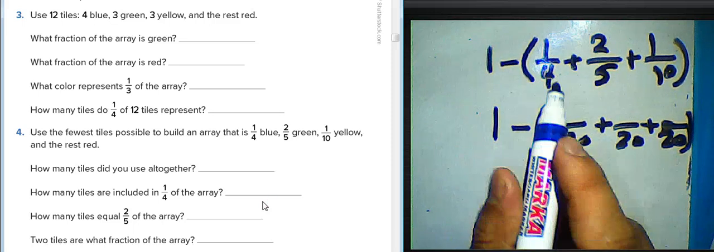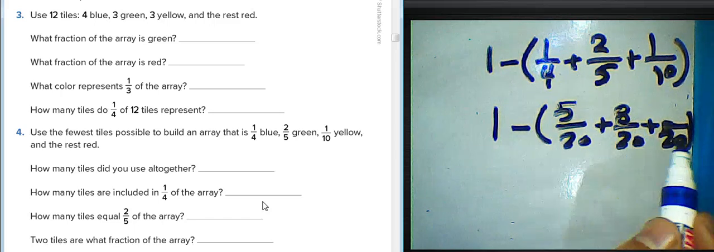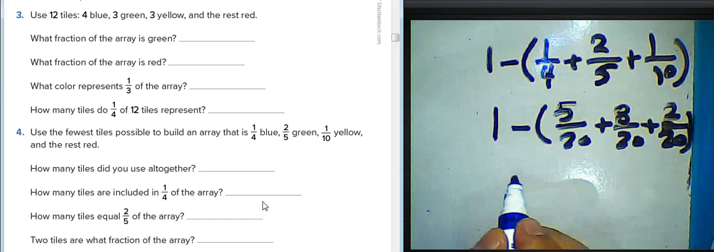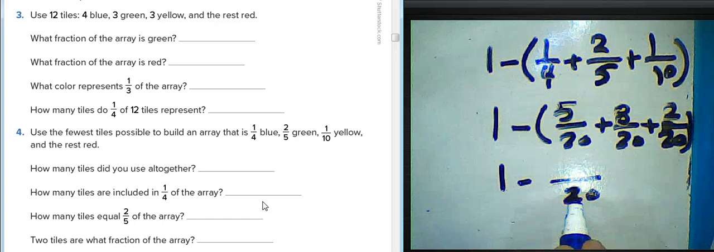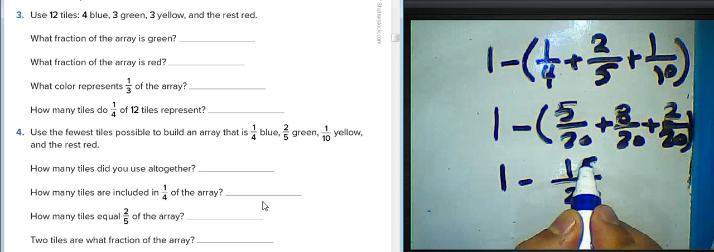4 times 5 equals 20. 1 times 5 equals 5. 4 times 5 equals 20. 2 times 4 equals 8. 2 times 10 equals 20. 2 times 1 equals 2. And then write 1 here and 20 in the denominator. 5 plus 8 equals 13. 13 plus 2 equals 15.